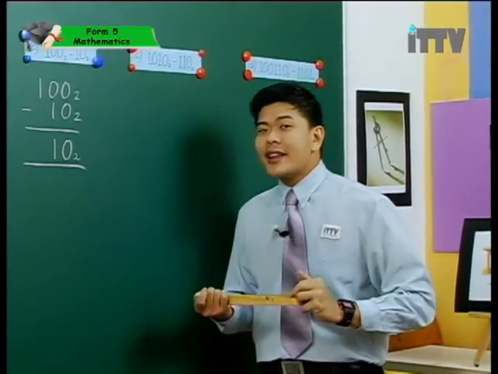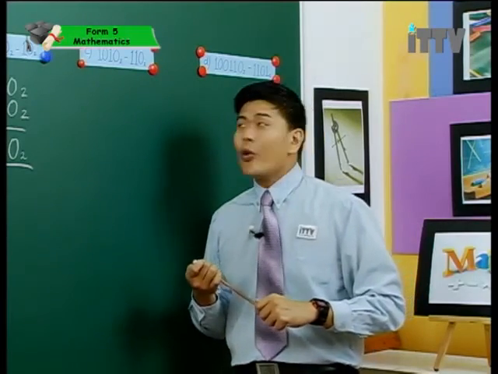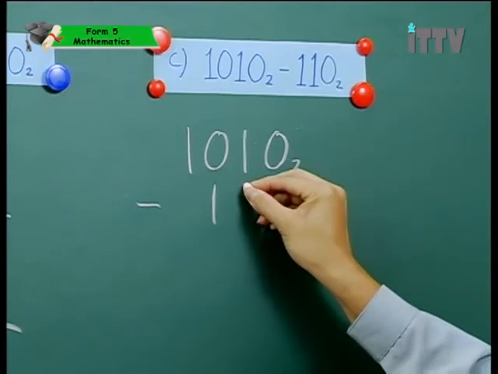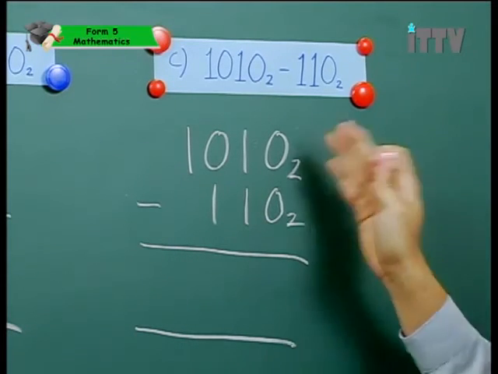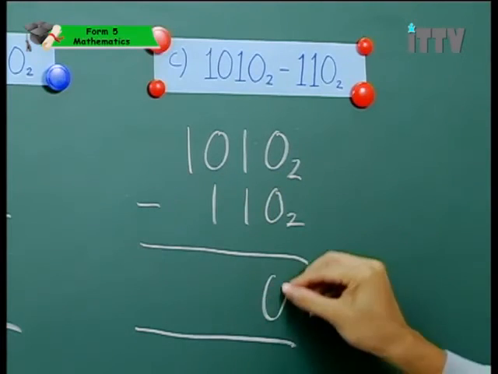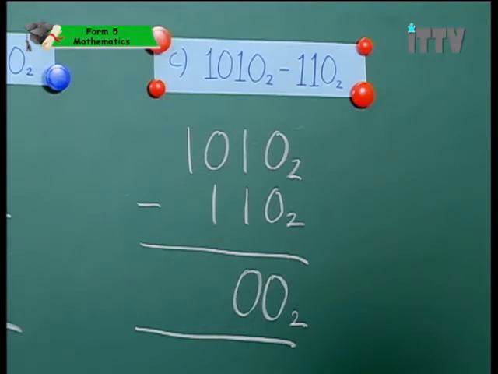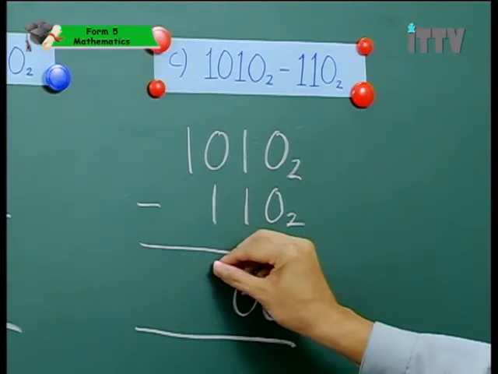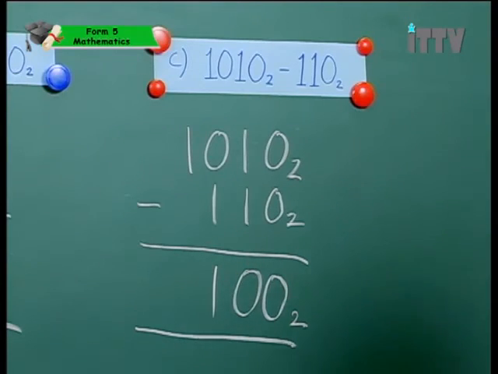Now let's take a look at the next one. 1, 0, 1, 0 in base 2 minus 1, 1, 0 in base 2. Remember, all you have to do is to arrange it in the columns right there, and then just apply subtraction to each column starting from here. 0 minus 0, 0. 1 minus 1, 0. After that we get 1, 0 minus 1, which is simply 1. Remember that rule? So the difference will be 1, 0, 0.